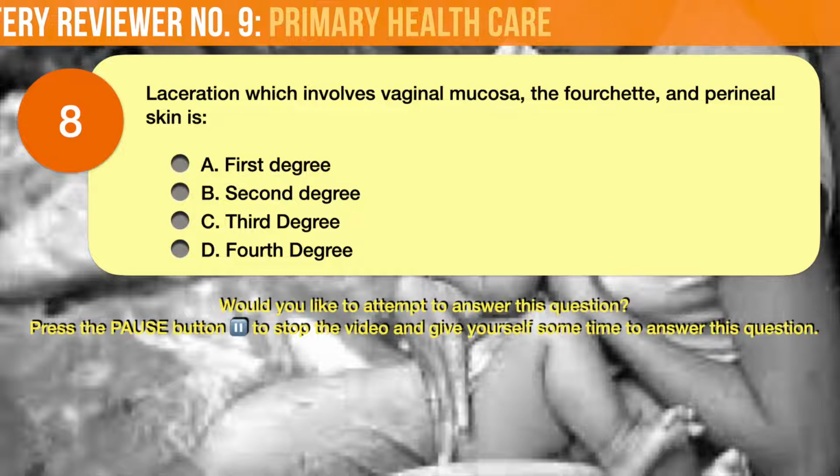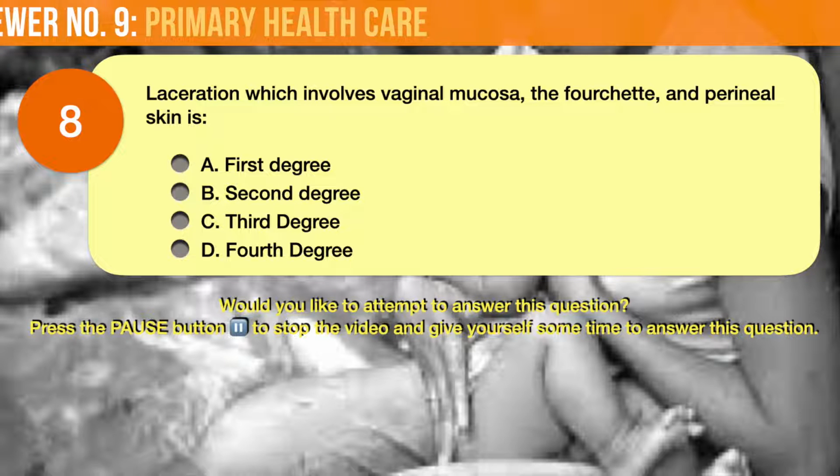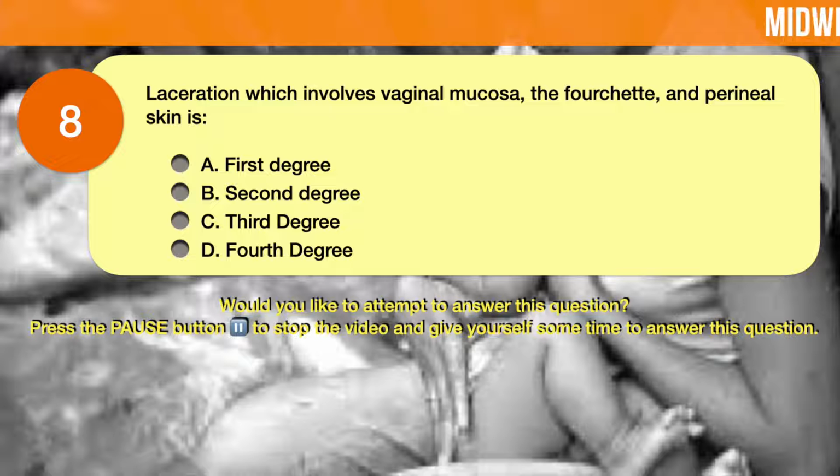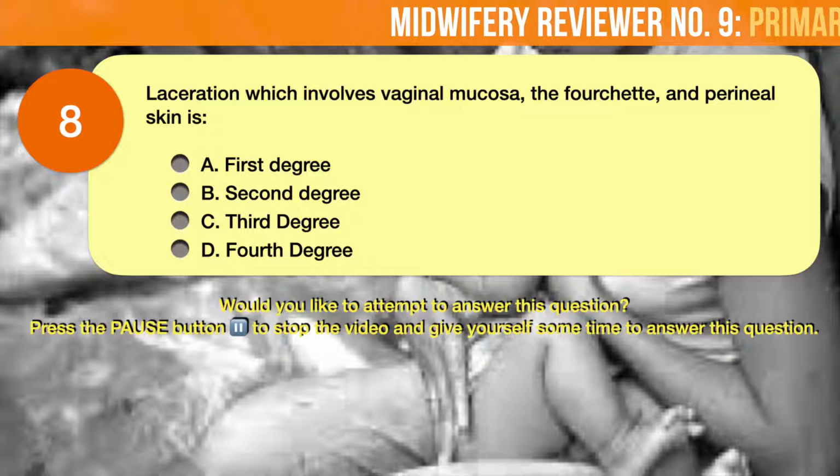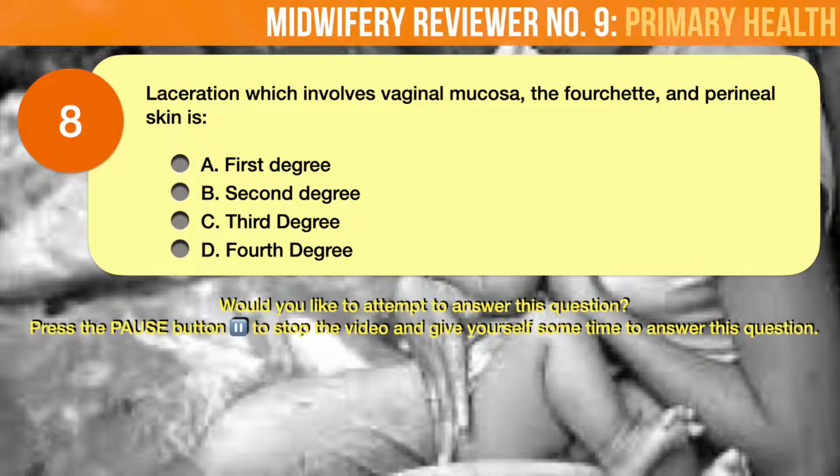Question number 8. Laceration which involves vaginal mucosa, the fourchette, and perineal skin is A. First degree. B. Second degree. C. Third degree. D. Fourth degree.